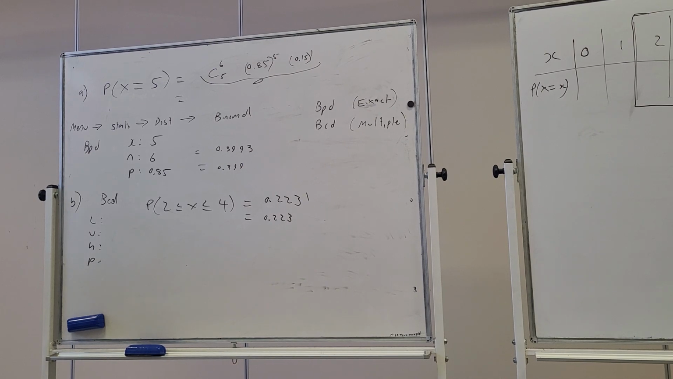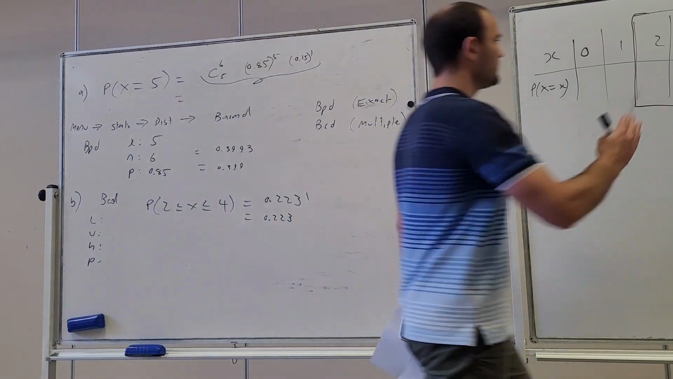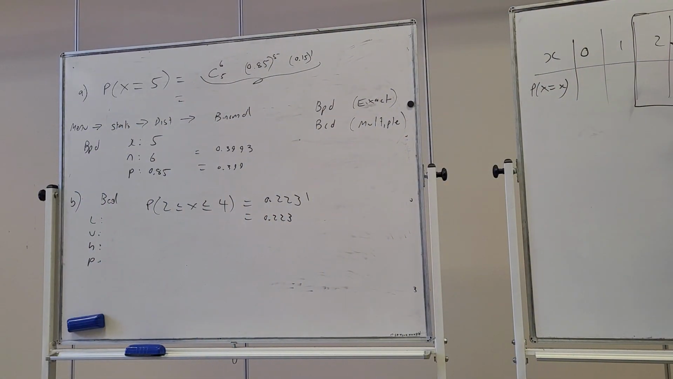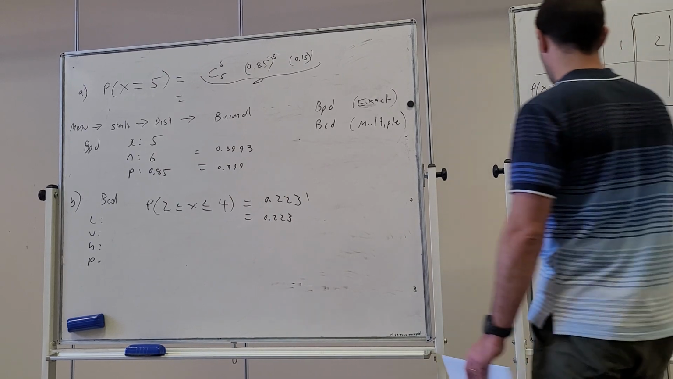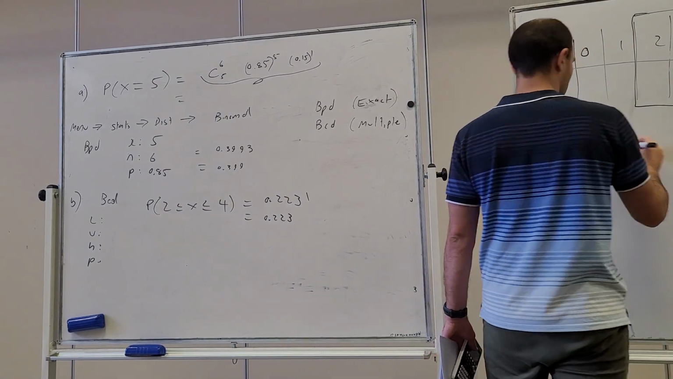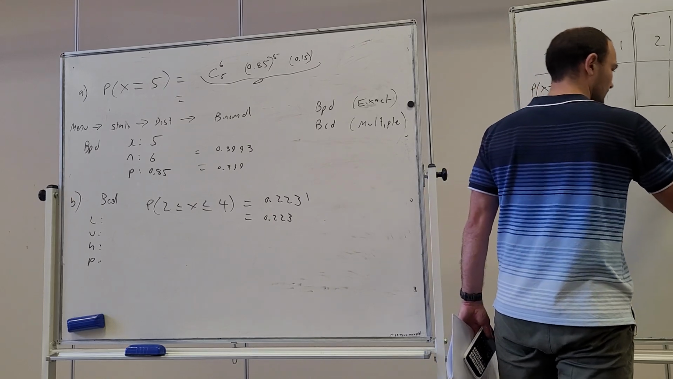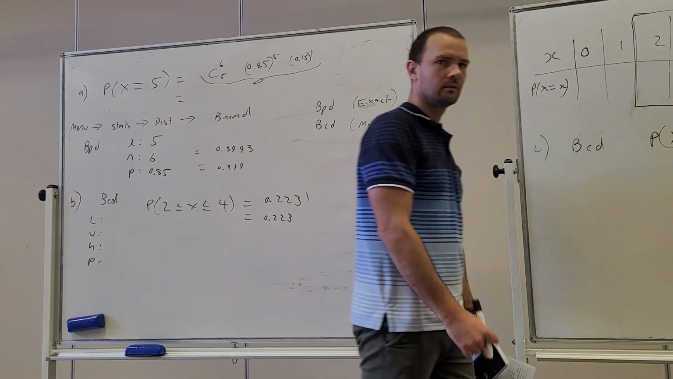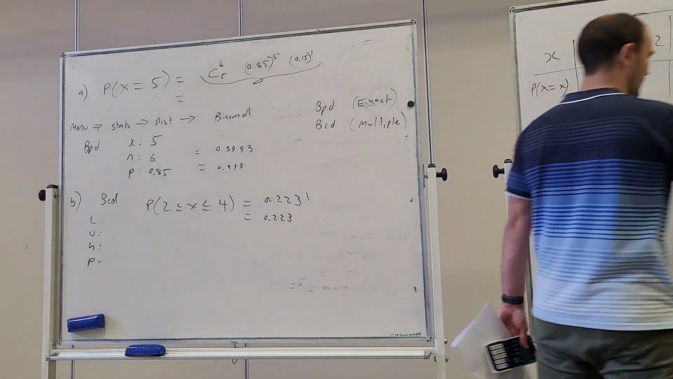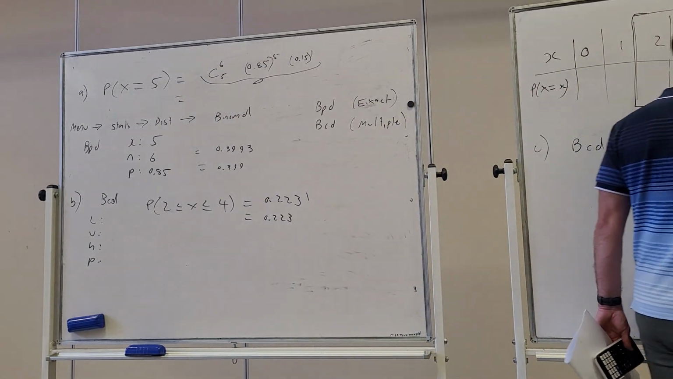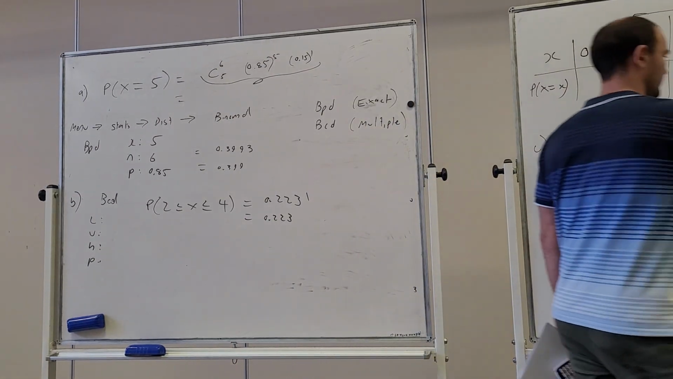Part C, less than 3 seeds. If it's less than 3, beware. Less than 3 means not 3, but under 3. So that's going to be event 0 plus event 1 plus event 2. So for part C, we're doing a BCD calculation. If it says less than 3, this is between 0 and 2 inclusive.